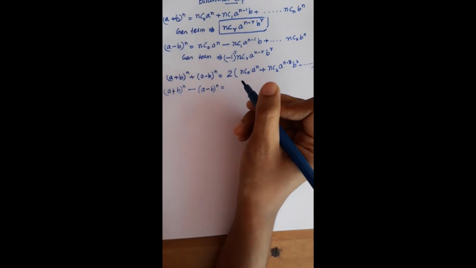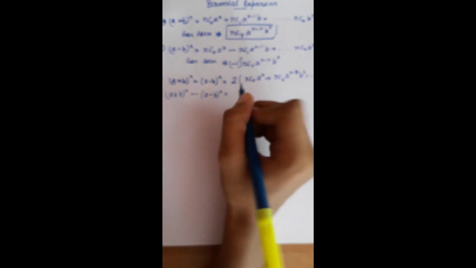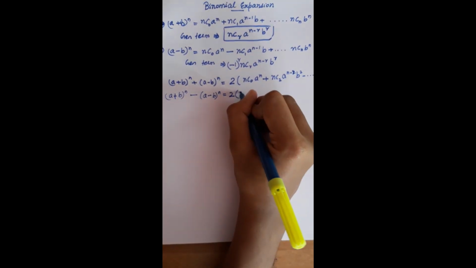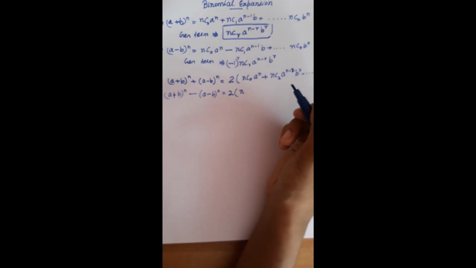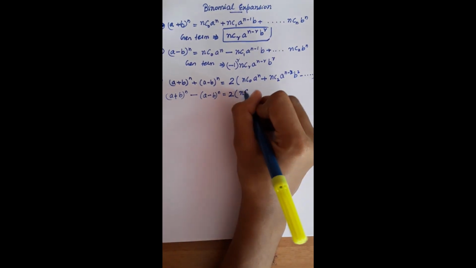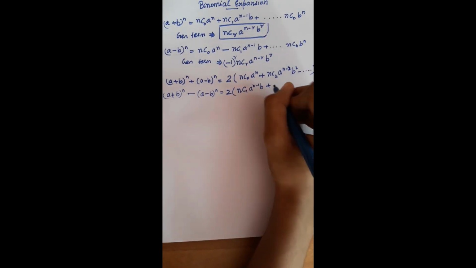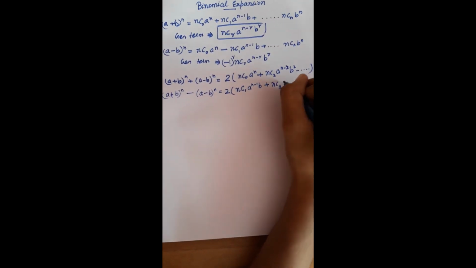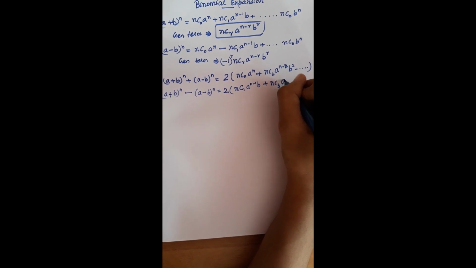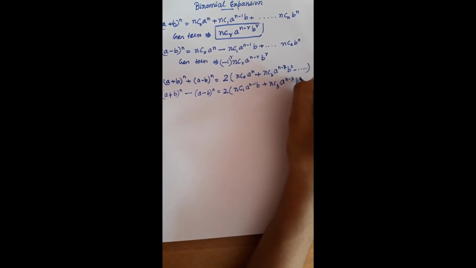Now the next is (a + b)^n - (a - b)^n. This turns out to be twice the odd r terms, that is nC1 a^(n-1) b + nC3 a^(n-3) b^3, etc.